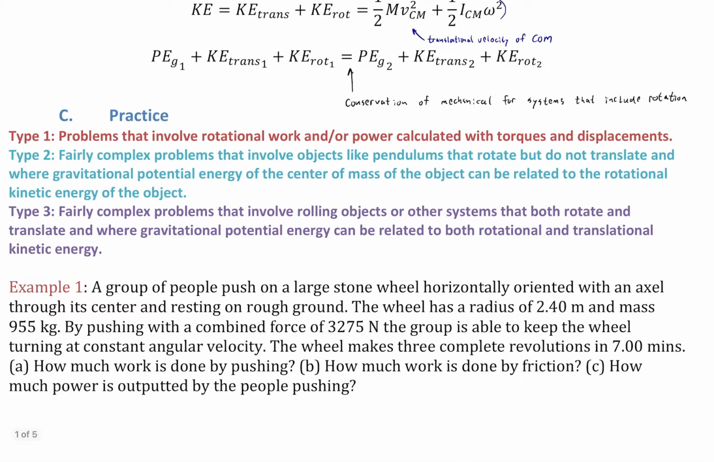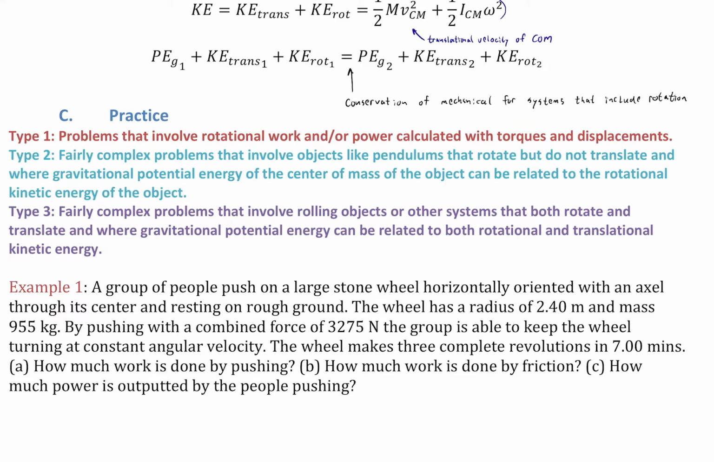Then type 2: fairly complex problems that involve objects like pendulums that rotate but do not translate, where gravitational potential energy, of the center of mass of the object, can be related to the rotational kinetic energy of the object. This is an important one, because it can show up in conservation of angular momentum problems, like in the next section. It's also important because it can be easily misunderstood in terms of how the energies are related, so I want to call special attention to it. We're going to see a couple of examples of those, including a couple of concept questions.